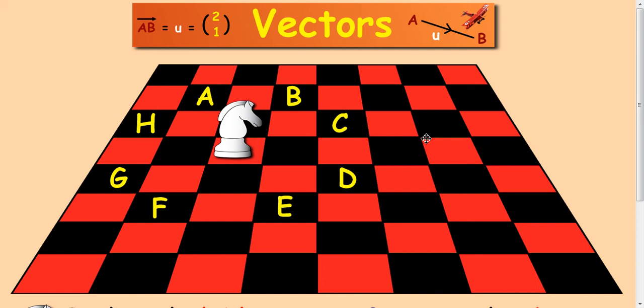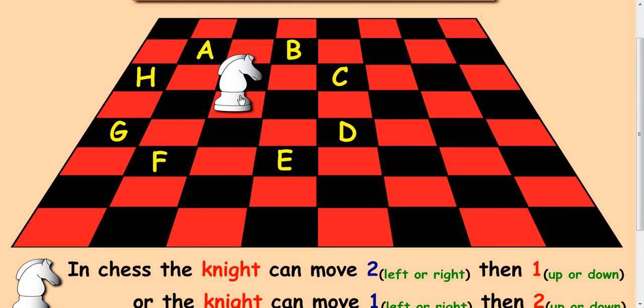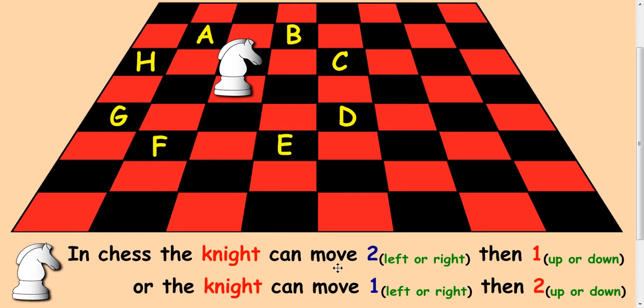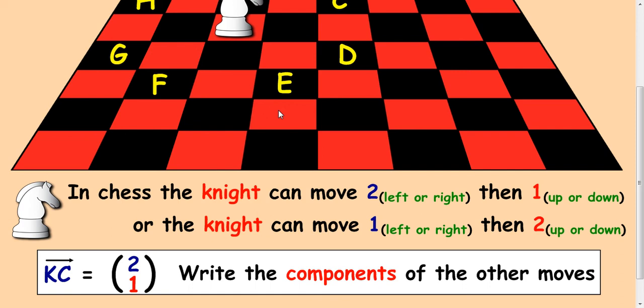Okay, so to demonstrate this, we can use a knight on a chessboard. Now a knight moves in an L shape. There's a horse there. When we move the knight, you can either move 2 left and then 1 up, or 2 right and 1 up, or 1 left or right and 2 up or down. So if I want to get from where the knight is up to B, I would move along 1 and up 2. So to get from K to B, it would be (1, 2).